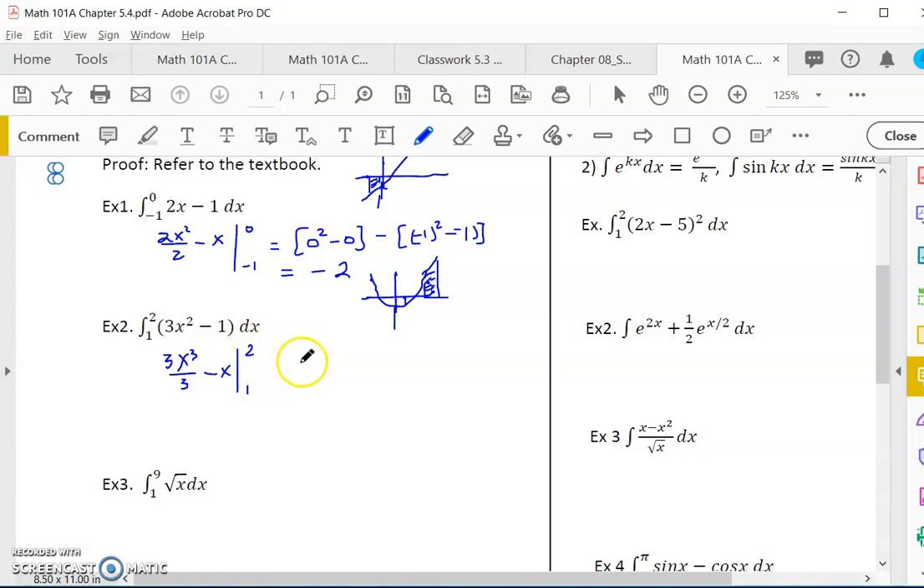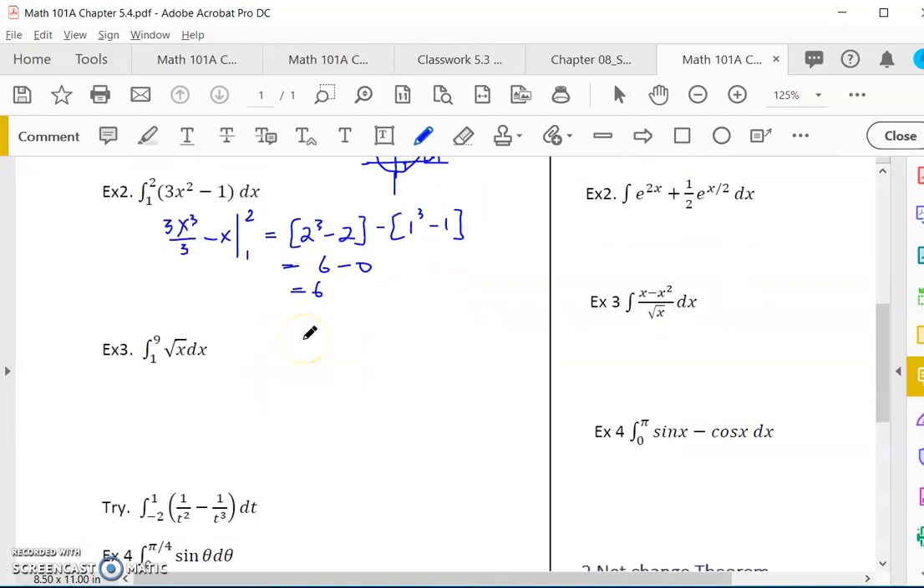So that means I'm going to plug in. This is equal to x cubed minus x. Plug in 2: 2 cubed minus 2, minus 1 cubed minus 1. So that would be 8 minus 2 is 6. 1 minus 1, this is 0. So that's equal to 6. So this area is 6, or this definite integral is 6.